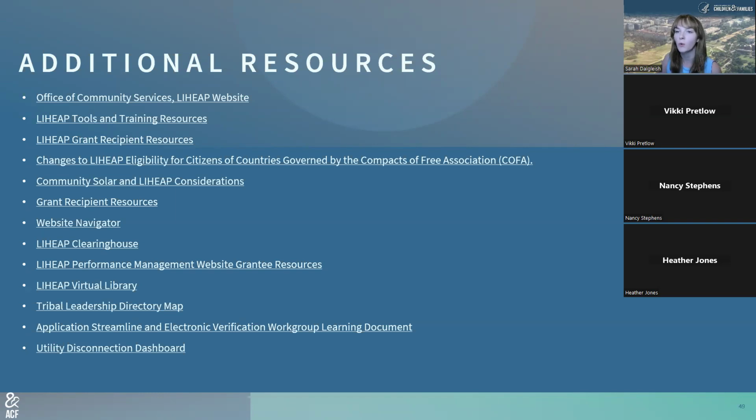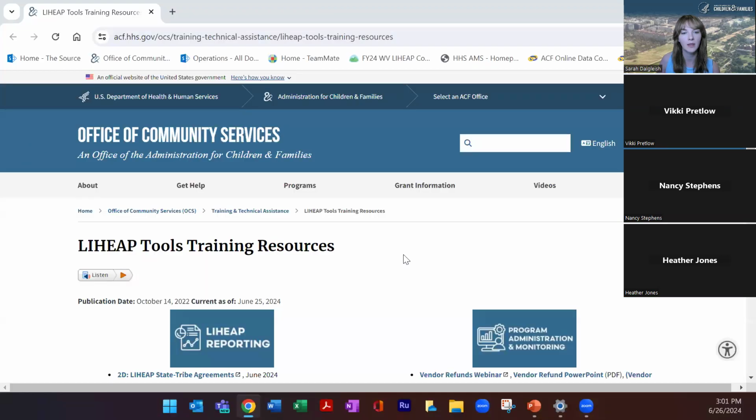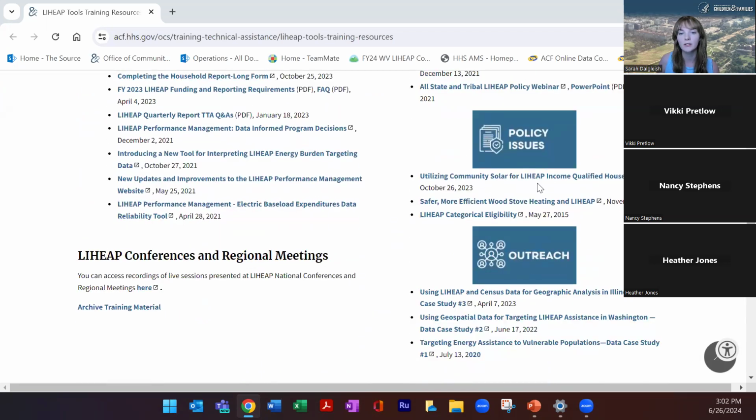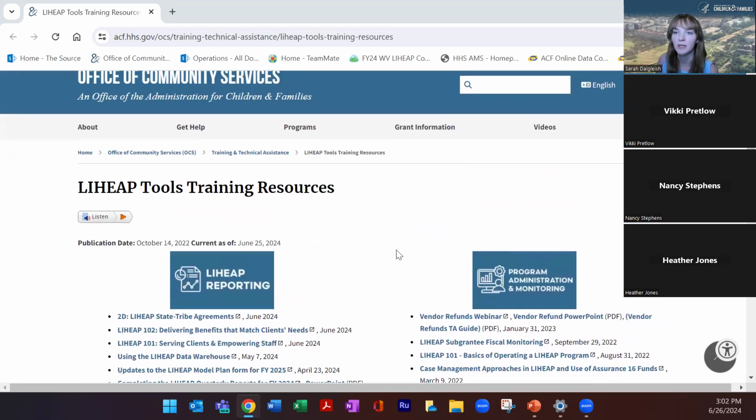One resource in particular that I wanted to review is the LIHEAP tools. Caroline, if you wouldn't mind pulling that up. So this resource, whether you're new to LIHEAP or you just need a refresher, is a great resource that I encourage you all to bookmark. And it covers all aspects of program administration, including reporting, monitoring, policy issues, and outreach. So again, I highly encourage you to review this and all the other resources that will be made available to you after this presentation.